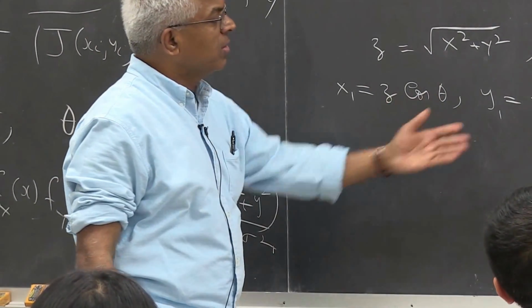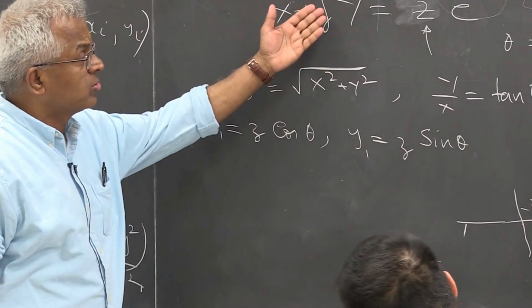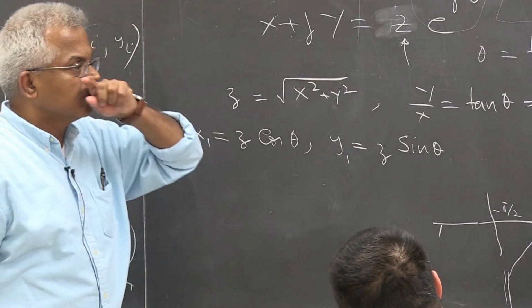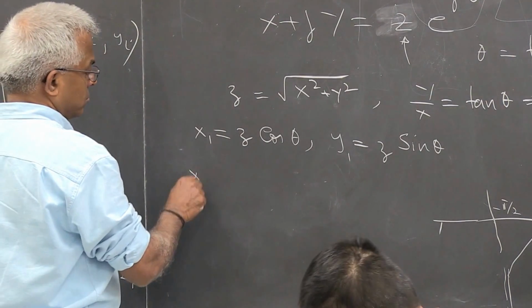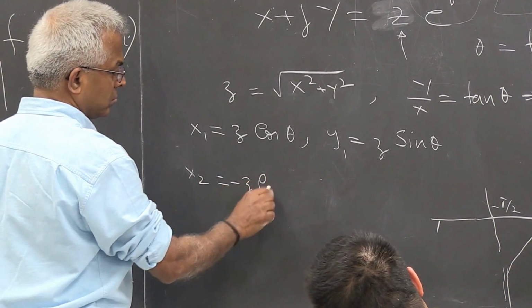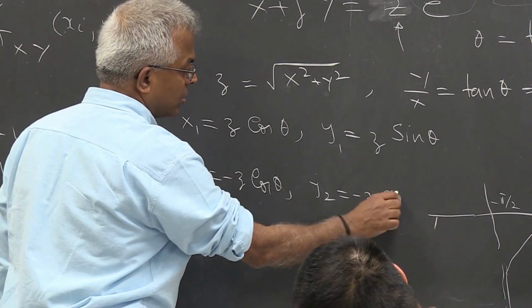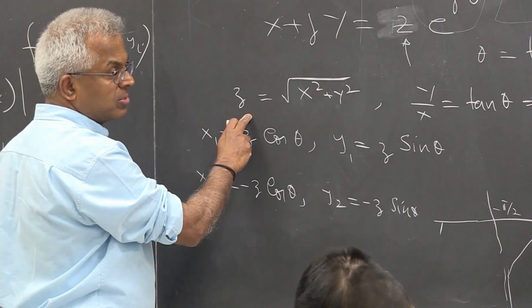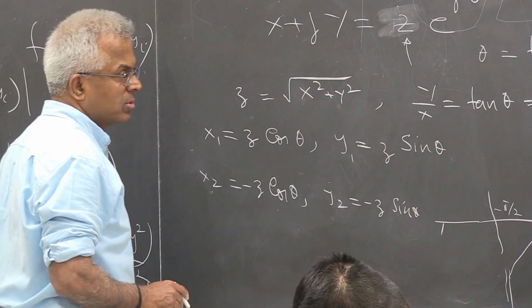We can also bring in the other solution which will be minus z cos theta, because that also satisfies this, right? x2 equal to minus z cos theta and y2 equal to minus z sin theta. Why is that? Because take x2 squared plus y2 squared, you will get this same z, right? Take the ratio, you will get the same theta. So two solutions. Okay. All right, let's find the Jacobian.